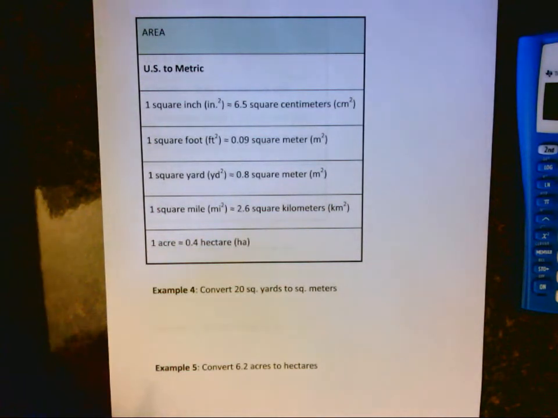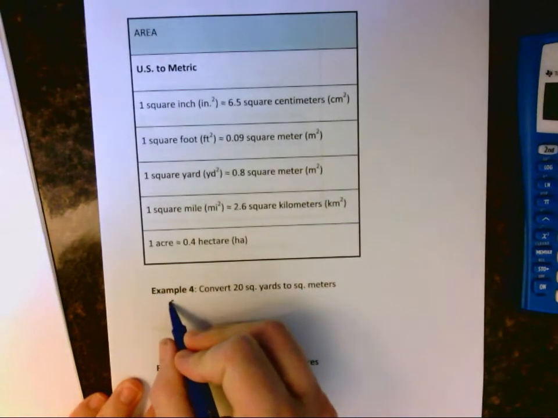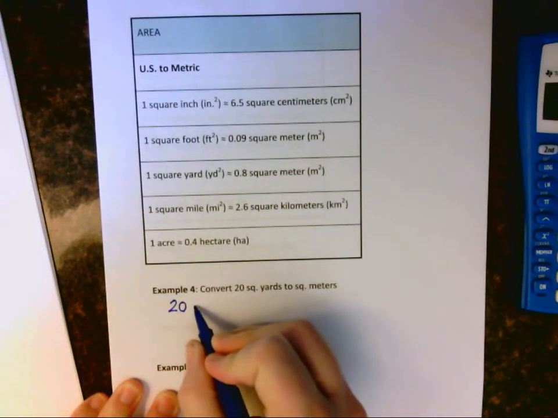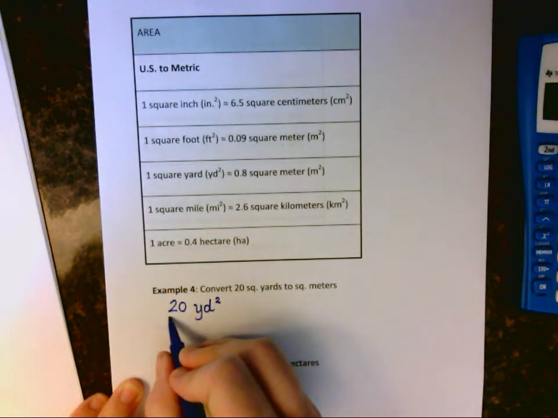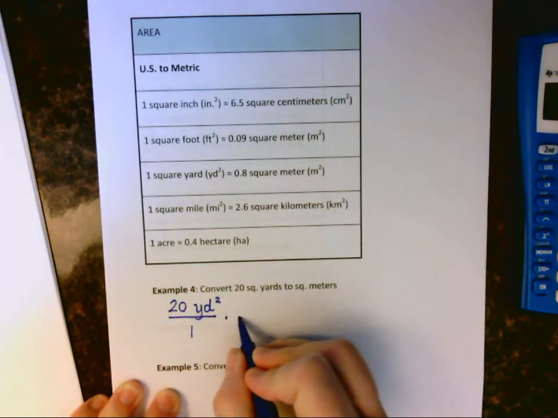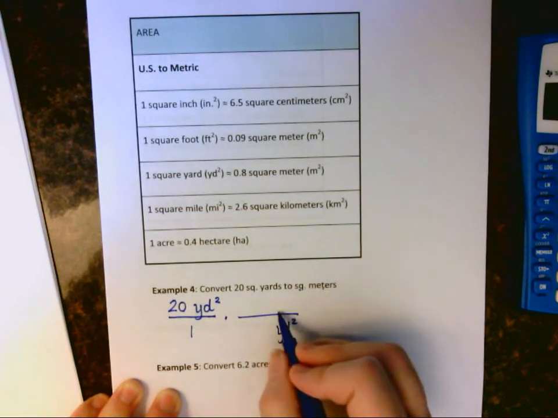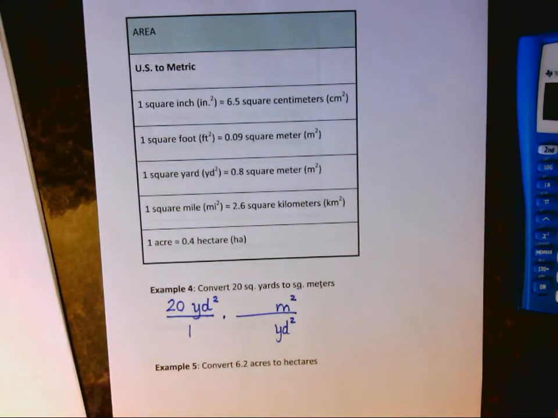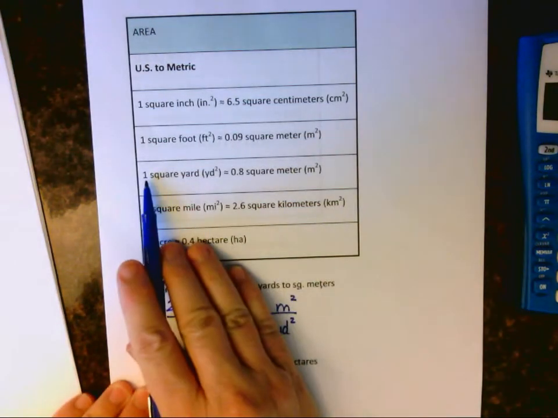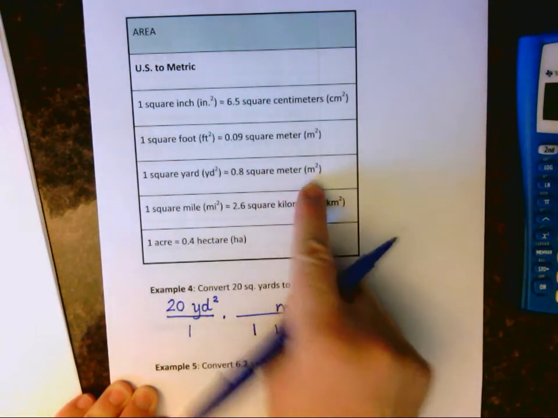Okay, number 4 asks us to convert 20 square yards, so that's my given. And we could write this like this, yards squared, or square yards, either way. And we're going to convert out of the square yards and go to square meters. All right, so we look above to see if we have a relationship between square yards and square meters, and we do. It's the third one. 1 square yard is 0.8 square meters.